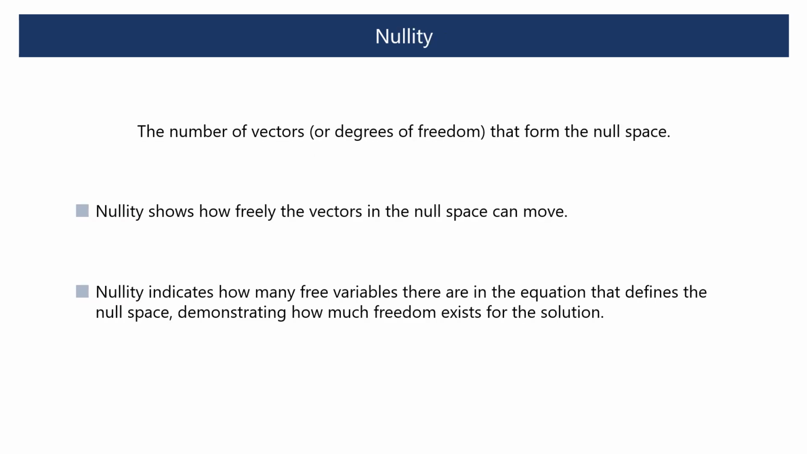The nullity of the null space refers to the number of vectors that form the null space. In other words, the nullity of the null space is the degrees of freedom of the null space. This shows how freely the vectors in the null space can move. Specifically, it indicates how many free variables there are in the equation that defines the null space, demonstrating how much freedom exists for the solution.